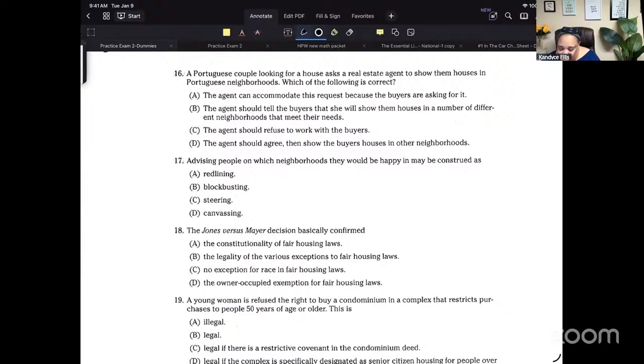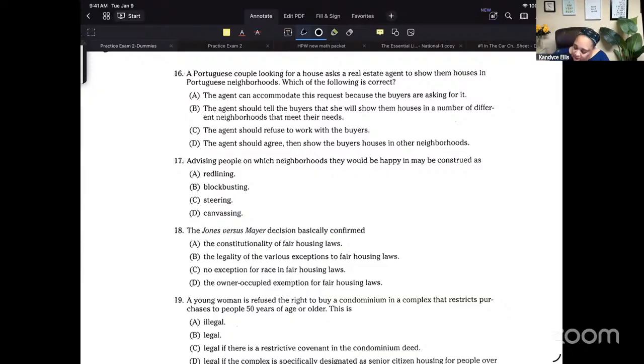That's all. 16. A Portuguese couple looking for a house has asked a real estate agent to show them houses in Portuguese neighborhoods. Which of the following is correct? A, the agent can accommodate this request because the buyers are asking for it. B, the agent should tell buyers that she will show them houses in a number of different neighborhoods that meet their needs. C, the agent should refuse to work with the buyers. Or D, the agent should agree, then show the buyers houses in other neighborhoods.